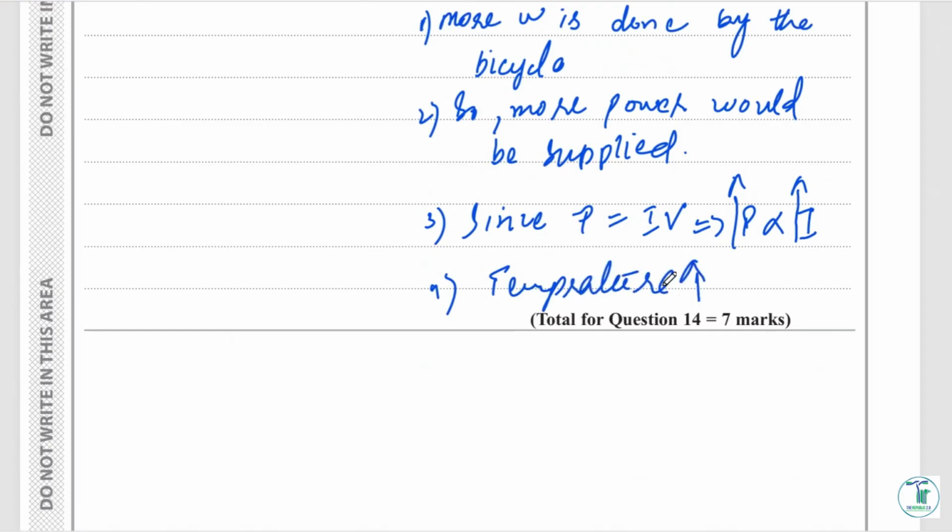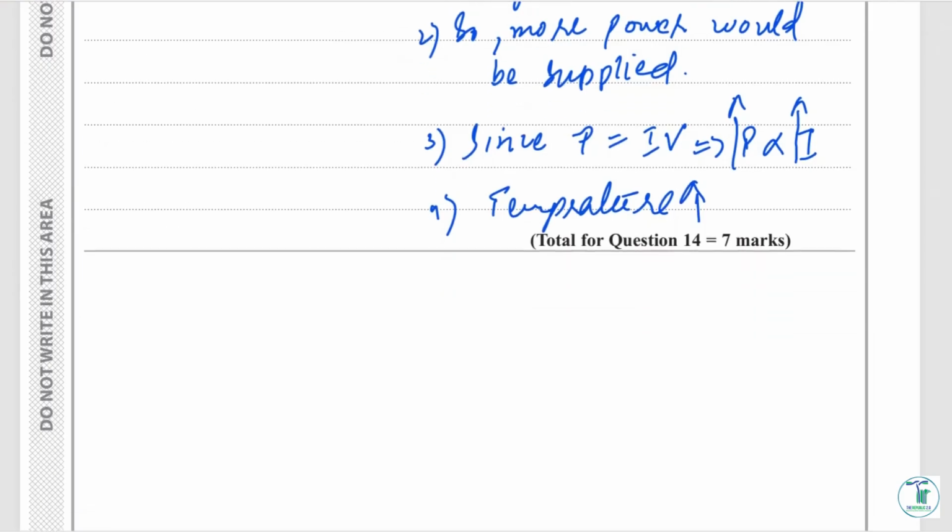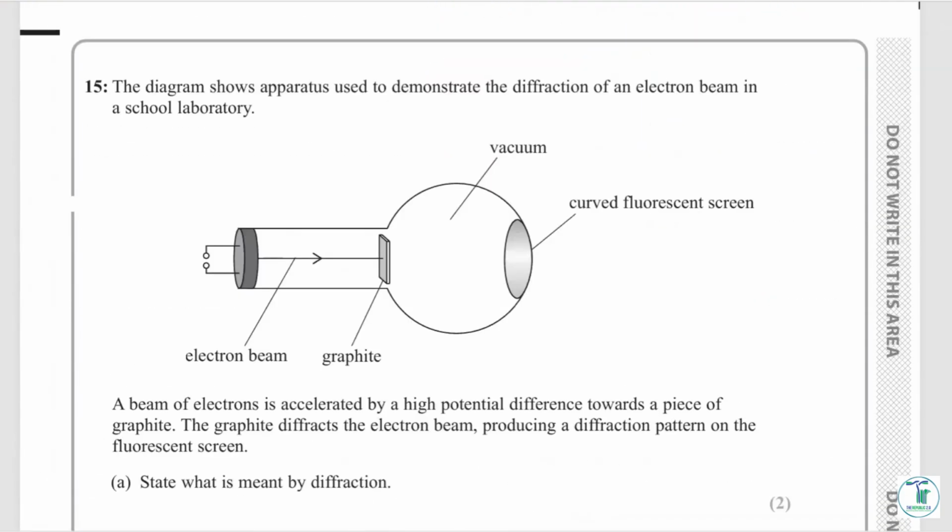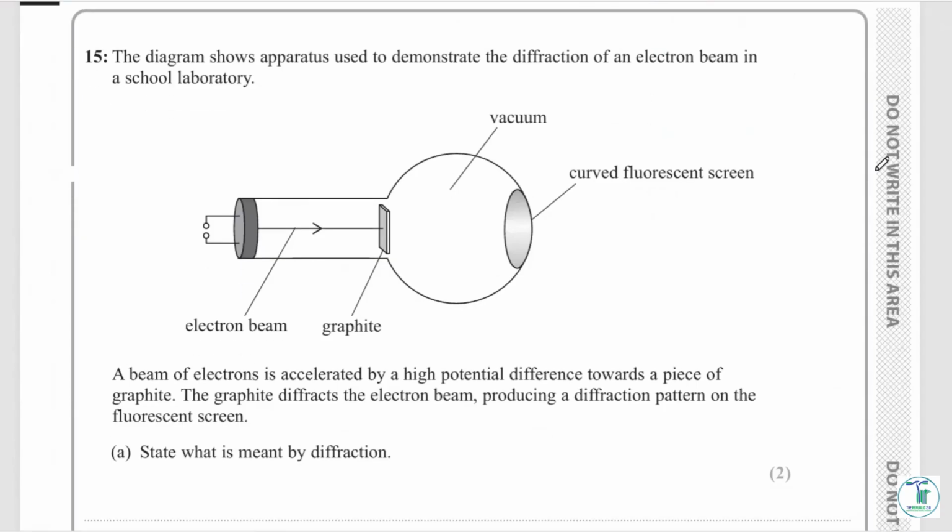Is that clear? So that is how energy should be transferred as thermal energy due to internal resistance increase. That is what we need to know whenever you're talking about it. Okay. After this, we've got question number 16.